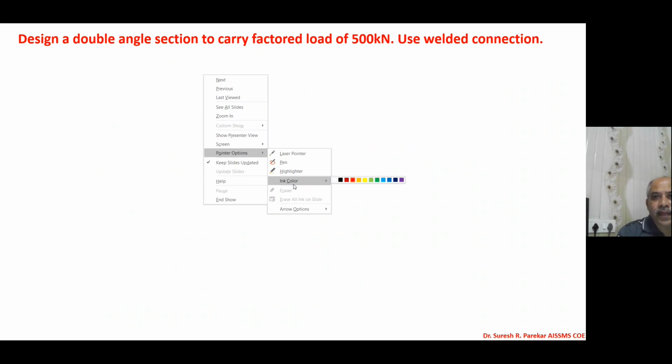We have designed a double angle section to carry a factored load of 500 kilonewton and use welded connection. In class we have taken bolted connection. So here I will take first welded connection and then next we will go with bolted connection.